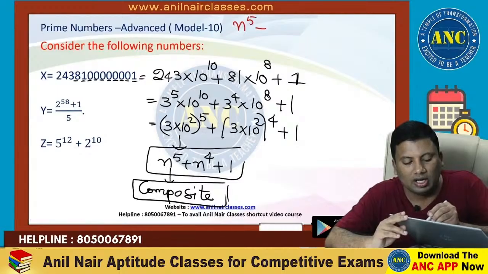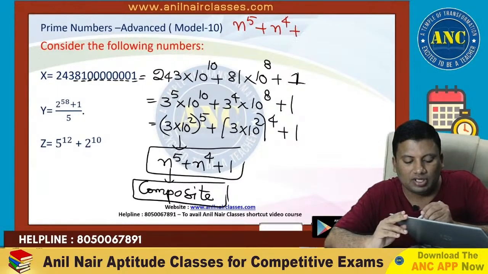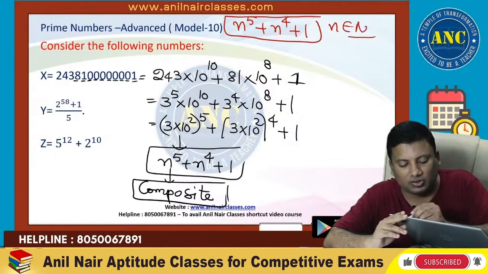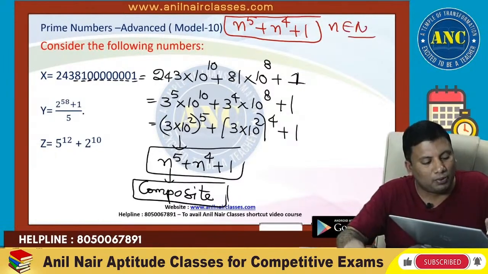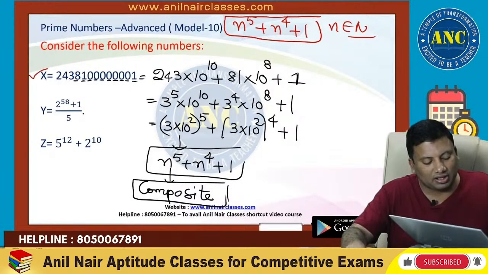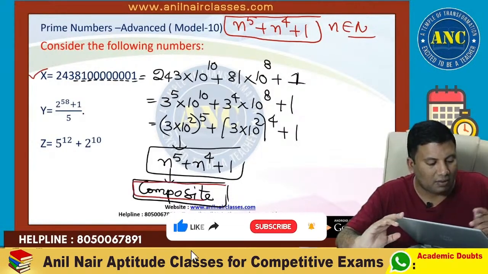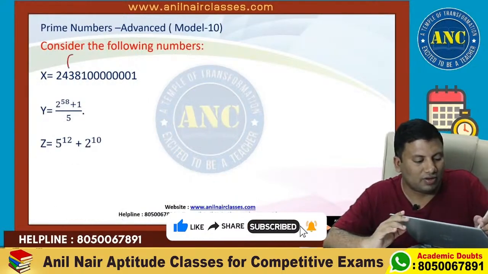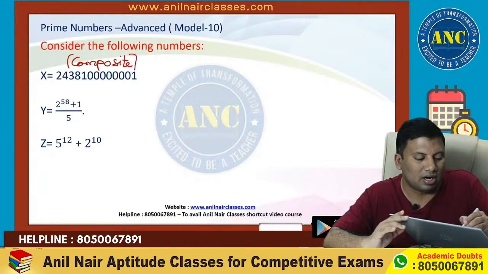New logic: any natural number of the form n^5 + n^4 + 1 is always a composite number. So the answer for this question is that this is a composite number. So the first one we got as composite.